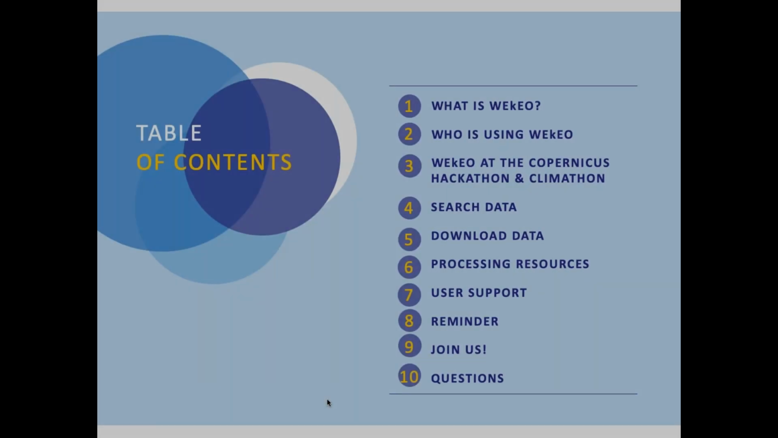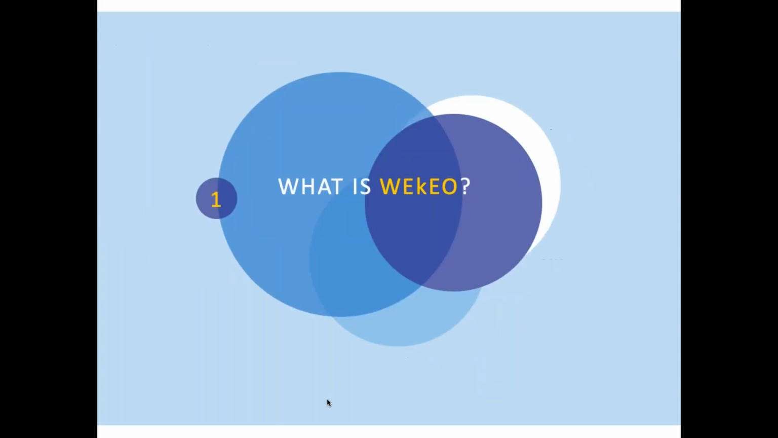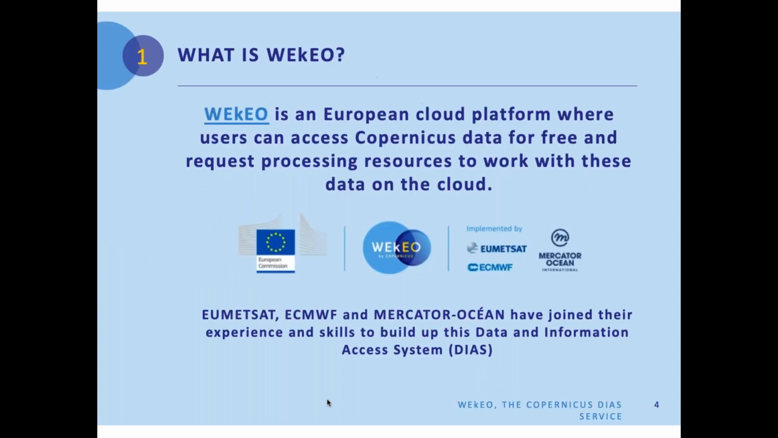I will start with an introduction of the main steps that participants can take to use WEkEO, and I will try to do some small technical demos on how to access this data. I don't know if you have ever heard about WEkEO, but in short, WEkEO is a European cloud platform where users can access Copernicus data for free and request processing resources to work with this data on the cloud. For this hackathon, you are suggested to use WEkEO as a tool to develop your project ideas.